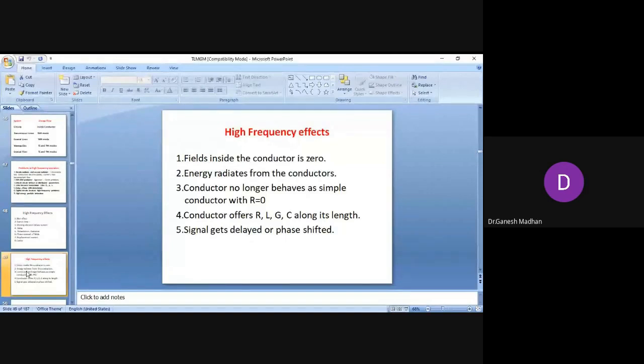So conductor no longer behaves as a simple conductor with R equal to zero. The conductor offers resistance, inductance, right? G is conductance and capacitance along its length. So the signal gets delayed or phase shifted. Why does it get phase shifted? Because the wavelength is very small and it is comparable to the dimensions of the conductors.